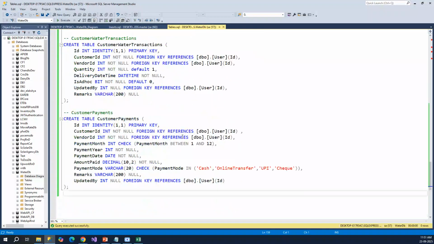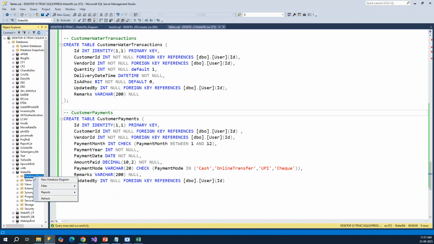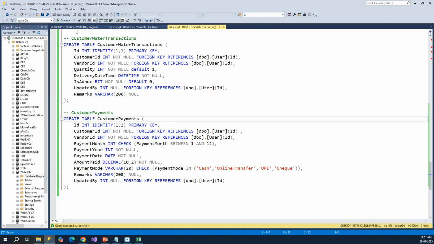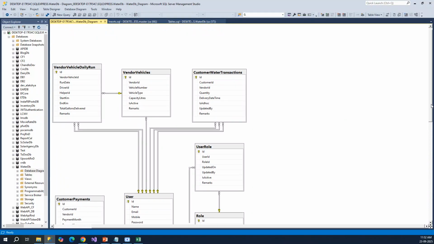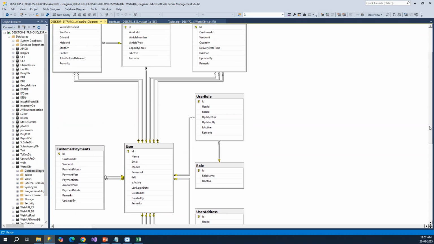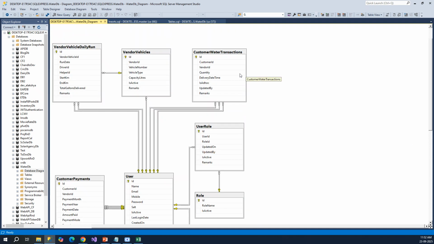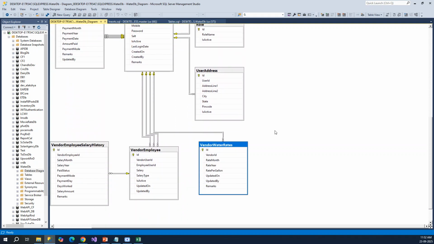Now, once the tables are created, I have also created a database diagram by clicking right over here, new database diagram. To save time, I have already created it. But this is what our model, the entity relationship diagram, looks like. At the heart we have users, then we have various other tables. Those are linked to each other, right. So if you see vendor water rates, we have vendor ID, which is connected to user, right. So all these tables are connected.